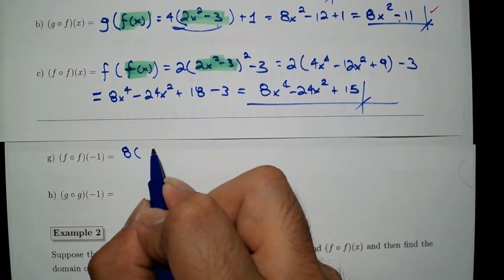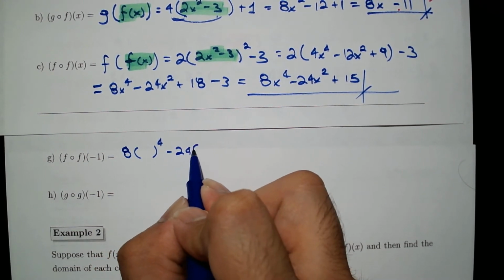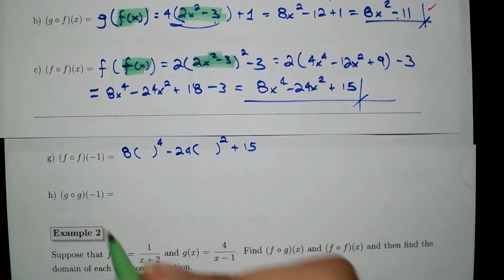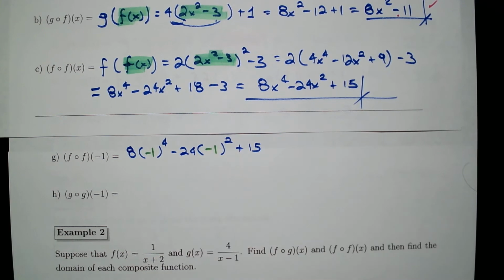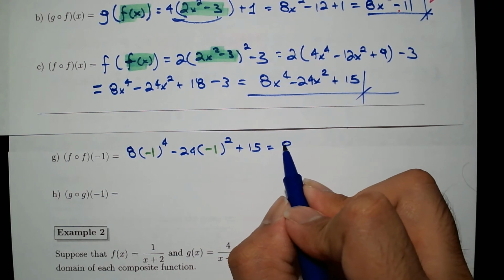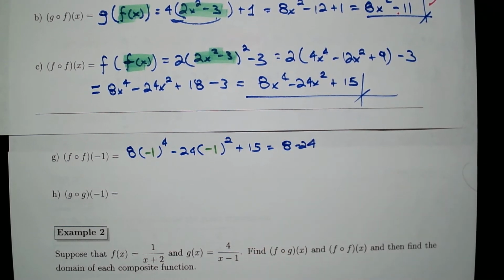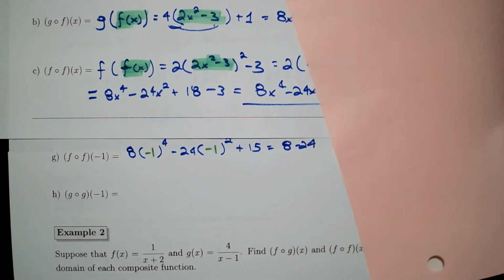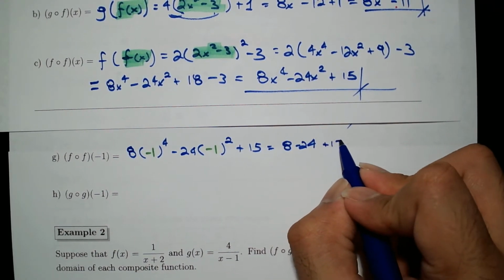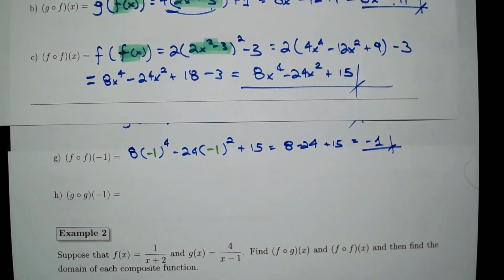So 8 times -1 to the 4th power, minus 24 times -1 to the 2nd power, plus 15. So in this case, evaluated at -1. So -1 to the 4th power is +1 times 8, that's equal to 8. -1 squared, that's 1 times -24, that's -24. All right, and all we do is carry that plus 15 here. So we get -1 over here. Final answer.